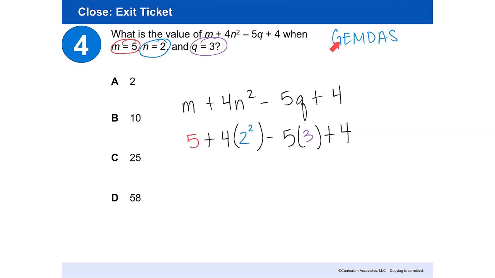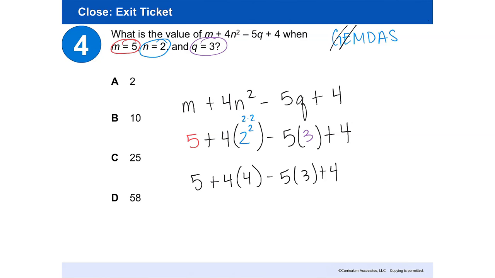So I'm going to do my groupings first. So just like the previous problem, this 3, nothing's really happening inside of this grouping, but I can see in this one, there's some exponents that need to be taken care of. So I know that 2 times 2 is going to be 4. So I'll rewrite my problem. So I have 5 plus 4 times 4, because that's what my exponent was, minus 5 times 3 plus 4. So I like to rewrite every step to make sure that I'm going through and fixing all of those. So I've done my groupings. I can see now in my new line, I have no exponents.